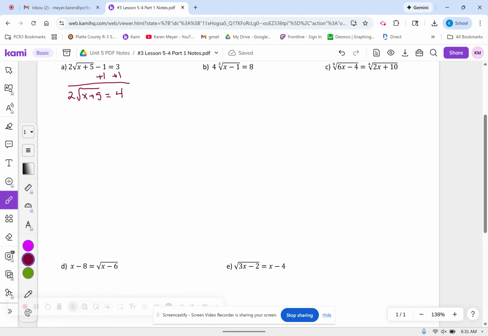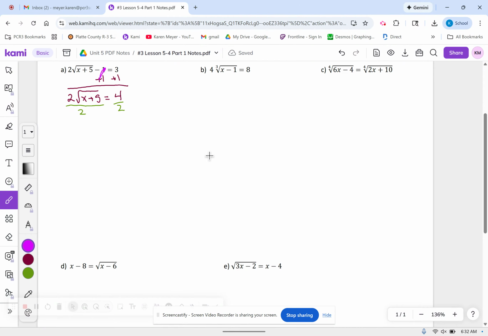And then you cannot have any coefficient in front of the square root radical. And if you notice a while ago, I said any number in front was like saying 2 times the radical. So in order to get rid of the coefficient, you would divide it away. So I'm going to divide both sides by 2. So then I would get the square root of x plus 5 equals 2.